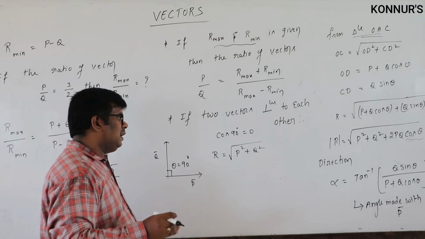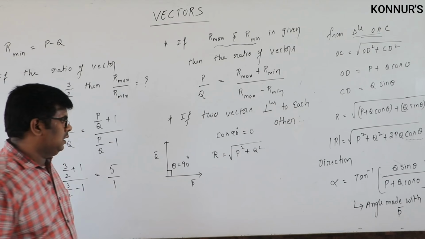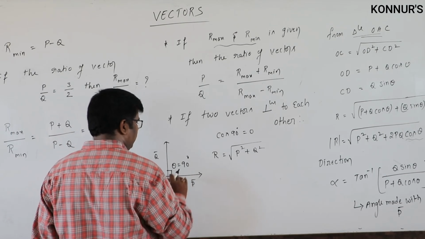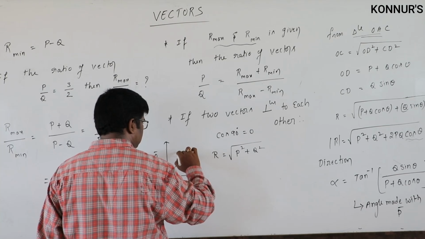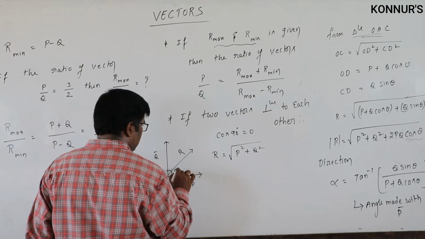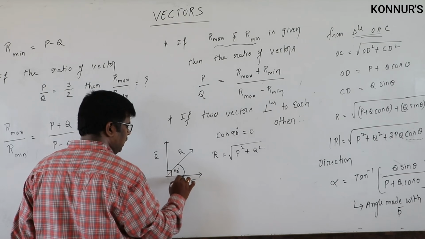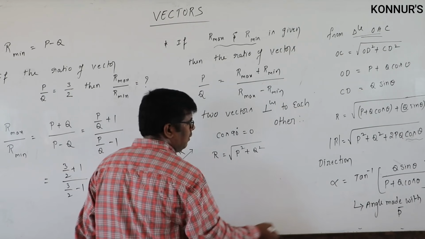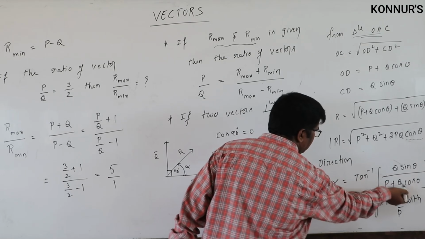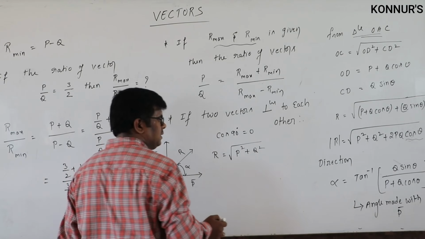And what is the resultant direction? If you want to find the direction of this resultant r, we take it as alpha. According to our formula, alpha equals tan inverse of q sin theta by p plus q cos theta.